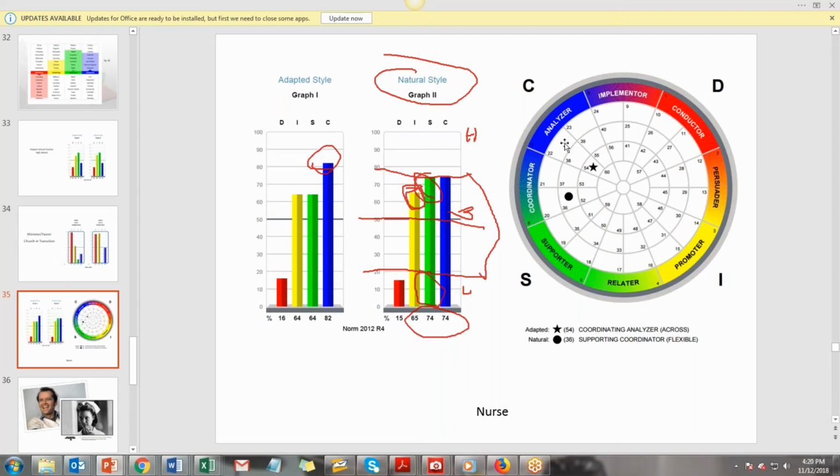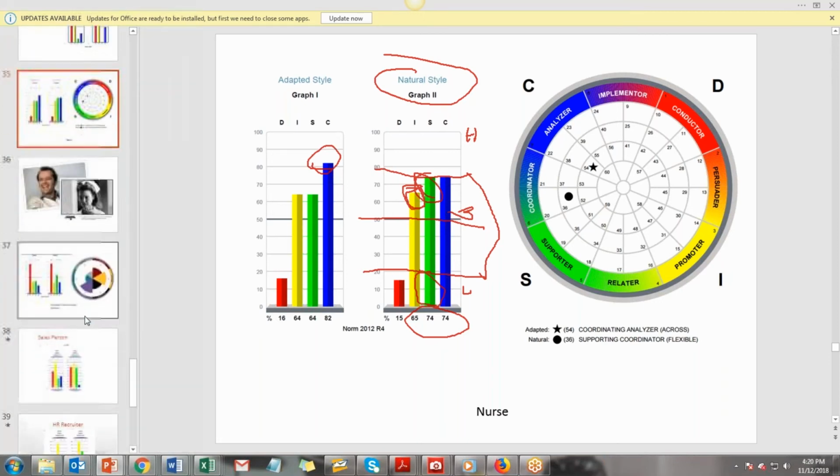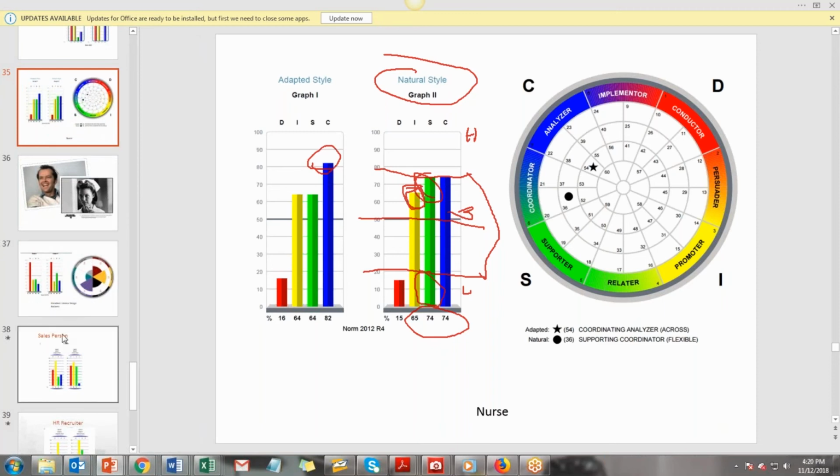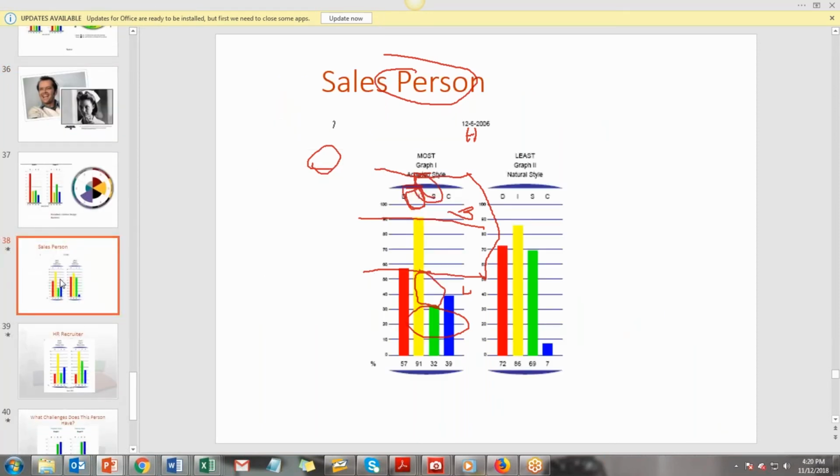And I added the wheel because in the 3rd class we're going to start talking about the wheels and how they relate to the graphs on the left side. Now, all right, so let's look at a salesperson.